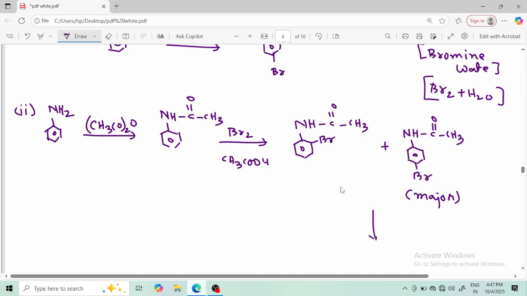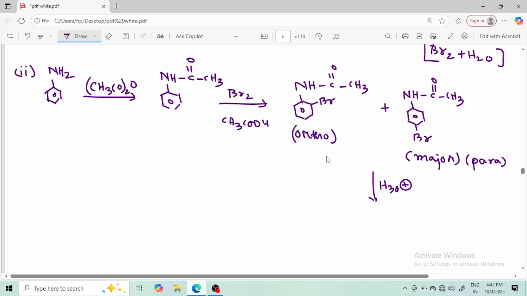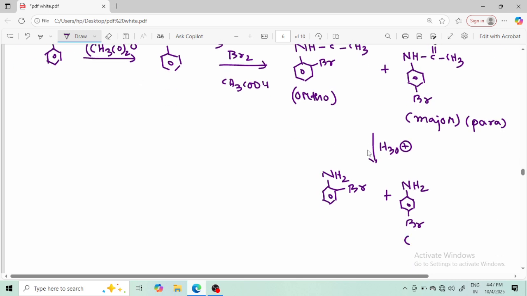So this is your ortho product because it is situated at ortho position, and this one is your para product. Now you will do acidification. The moment you do acidification, both the ortho and para product, that CO part, it will change to NH2. Okay, so that's your final answer. This is your para product, and this is your major product.